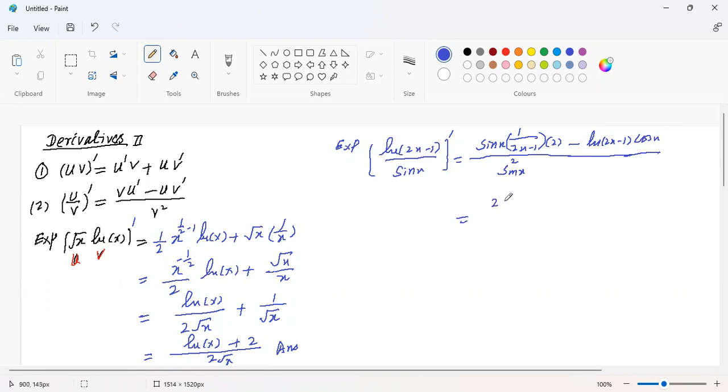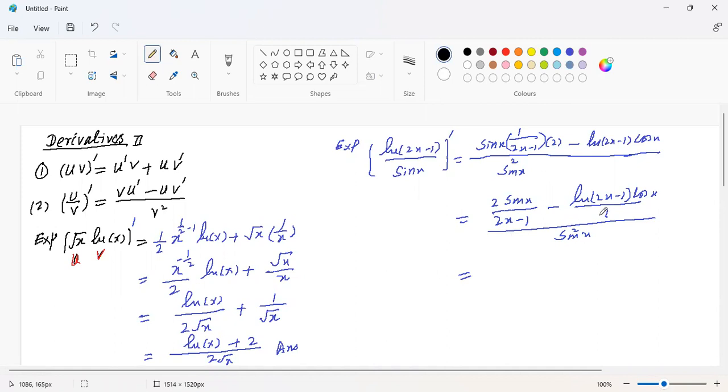You can write this as 2 sine of x divided by 2x minus 1 and minus, it can be written as the same 2x minus 1, ln of 2x minus 1 into cosine of x, and the whole divided by sine square of x. So the differentiation was completed. You can take now the LCM of this, taking this as 1. So in the numerator, you can find their LCM and simplify.